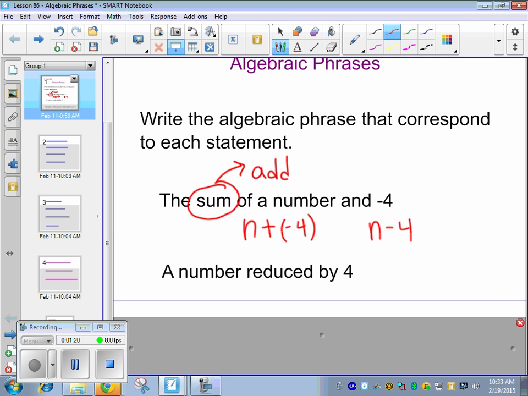A number reduced by 4. Raise your hand if you know what reduced by means, Evie? It means subtract. All right, so you might want to put that in your notes. Think subtract. So who could tell me what we should write? A number reduced by 4, Aaron? N minus 4. Yeah, n minus 4. Good.